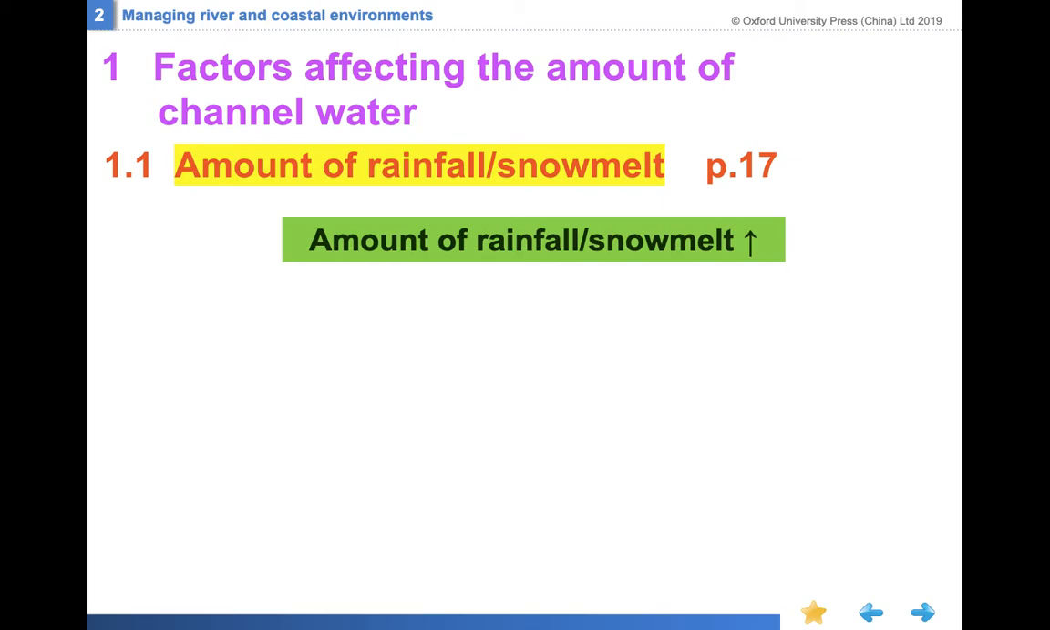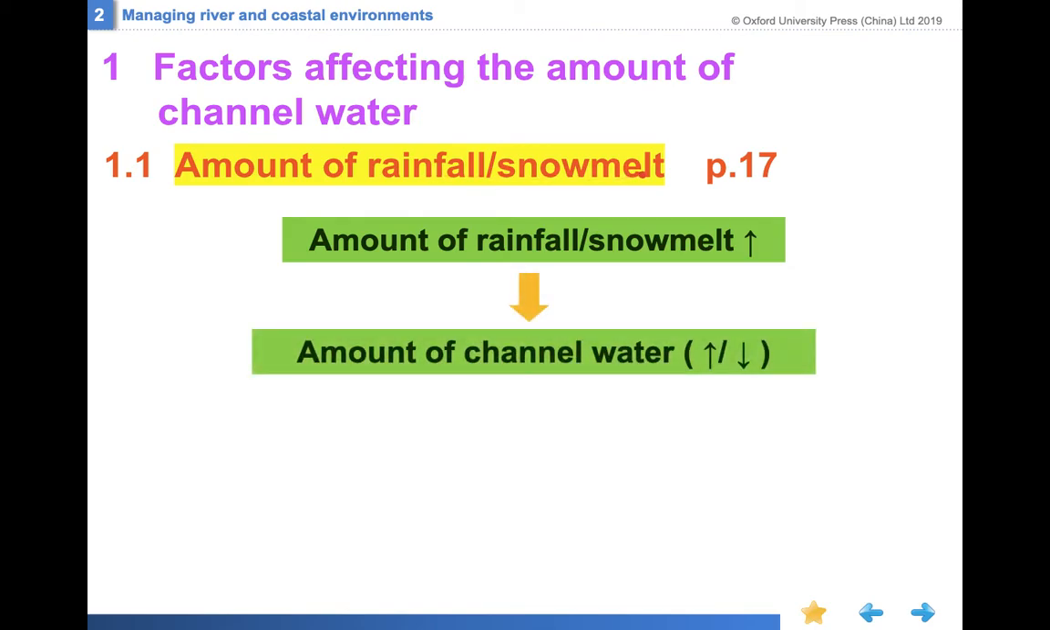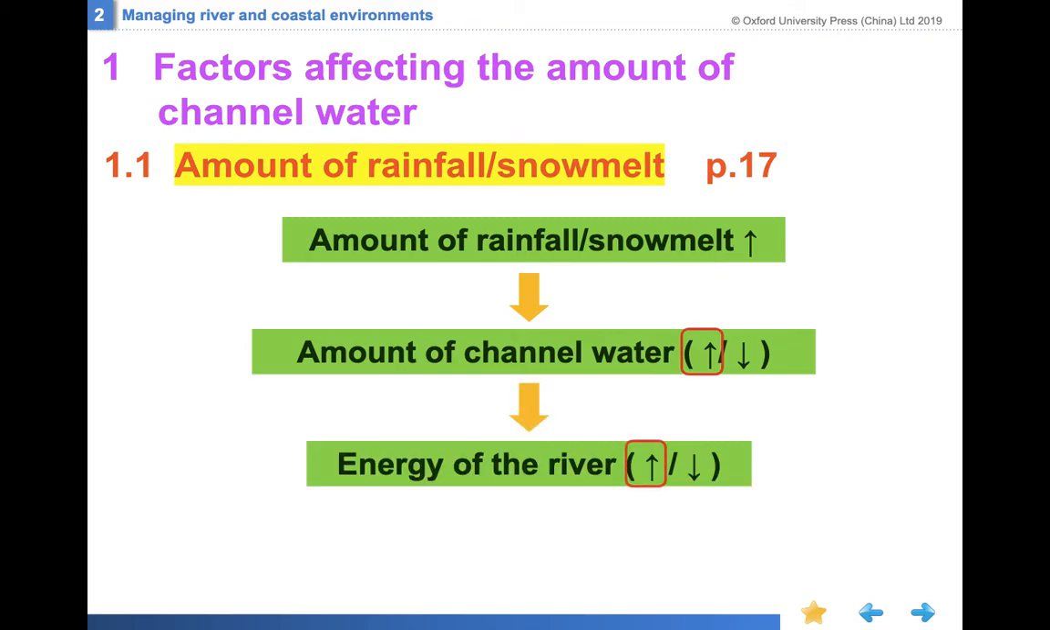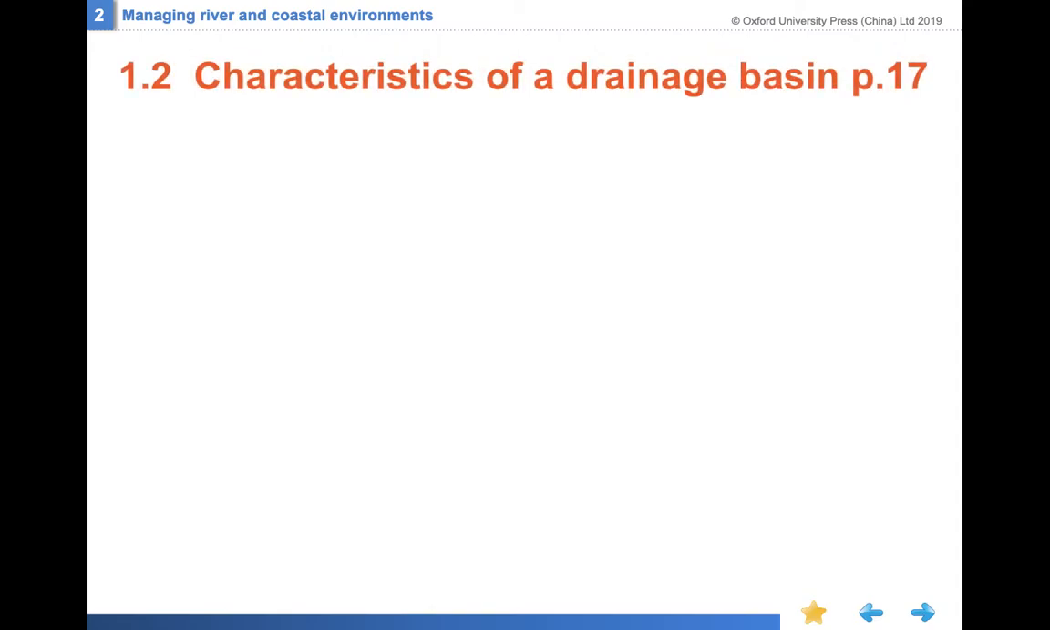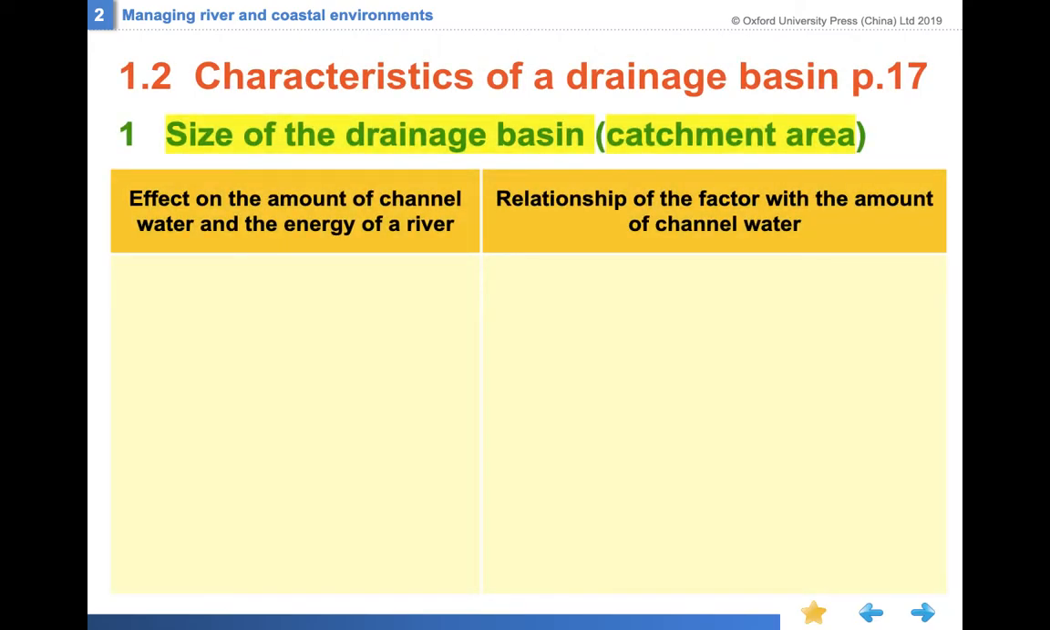Because one of the very major sources from the atmosphere returning back to the river is the rainfall and also the snow. When it melts, it will get into the channel. So more rainfall and snow melt, more channel water, and thus more energy of the river. Very easy. What about the characteristics of the drainage basin?